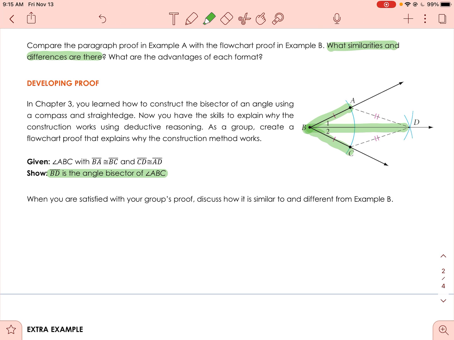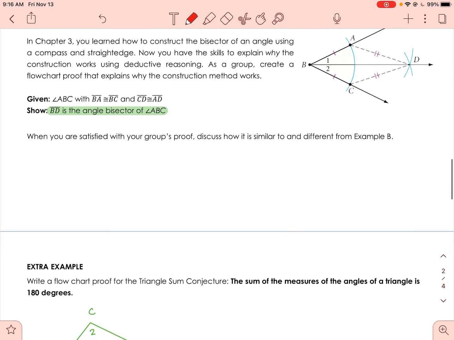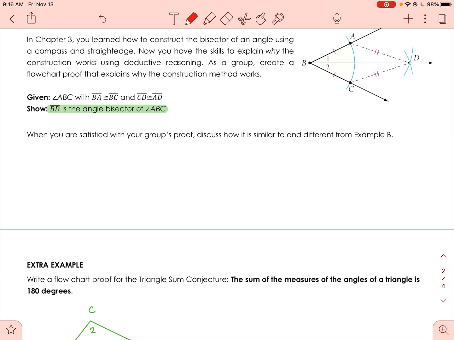Okay, so let's take a look at this. We're going to write a flowchart. So remember, when you're making these flowchart proofs, you're still doing the same thing that you would with a paragraph proof. You're going to write down everything first that you're given. So here we go. We are given BA is congruent to BC. It's given. We are told that CD is congruent to AD. That's given.